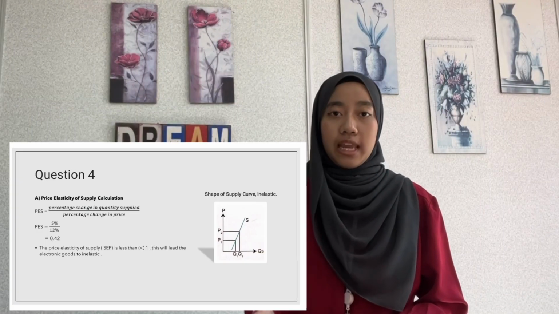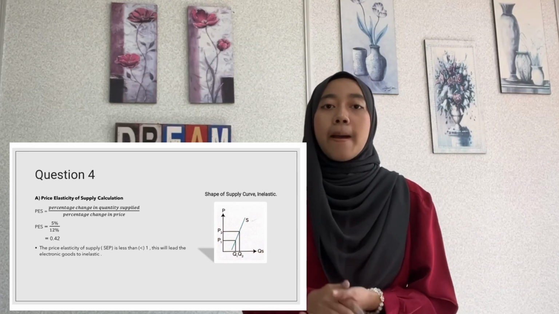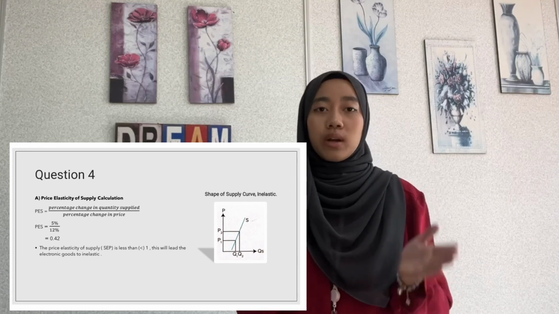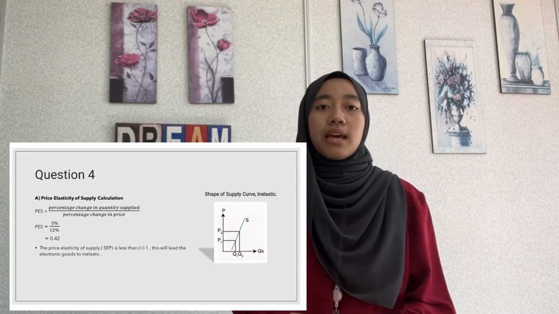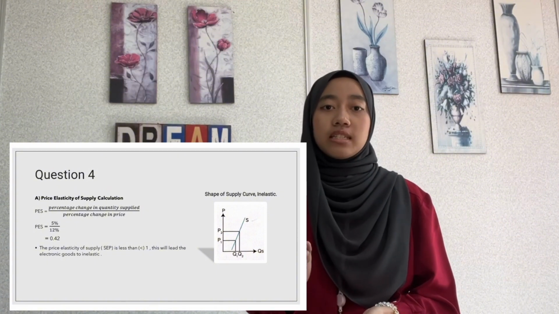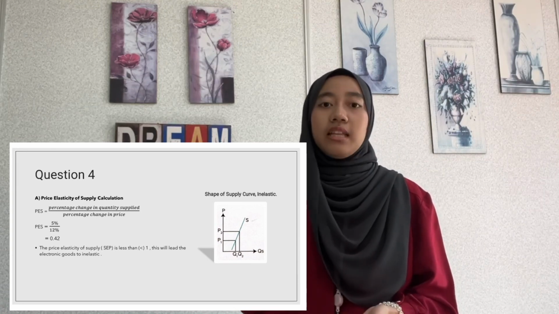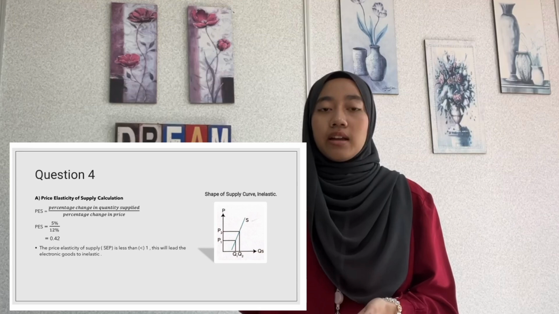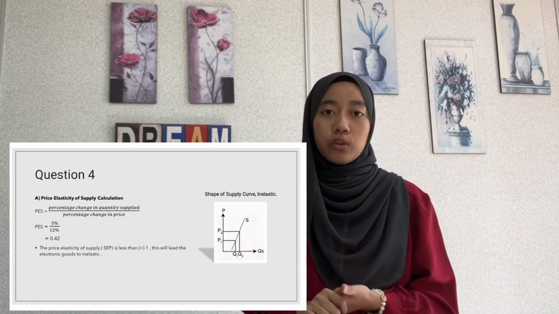Alright, so next is question 4. For question A, the formula to find price elasticity of supply is the percentage change in quantity supplied over the percentage change in price. When we substitute into the formula, 5% for the change in quantity supplied and 12% for the change in price, the final value that we get is 0.42.